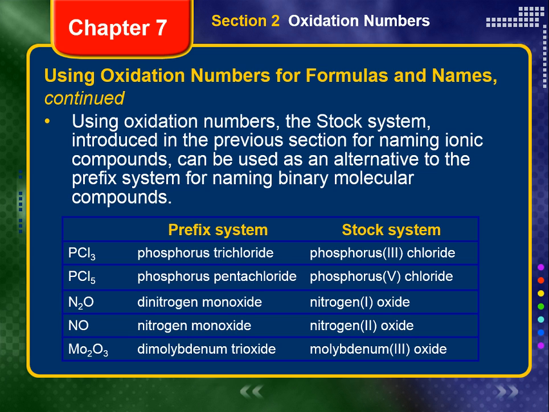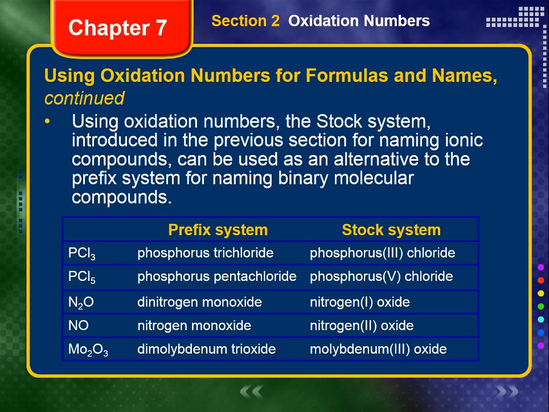In Section 7-1, we introduced the use of Roman numerals to denote ionic charges in the Stock system of naming ionic compounds. The Stock system is actually based on oxidation numbers, and it can be used as an alternative to the prefix system for naming binary molecular compounds. In the prefix system, for example, SO2 and SO3 are named sulfur dioxide and sulfur trioxide respectively. Their names, according to the Stock system, are sulfur(IV) oxide and sulfur(VI) oxide.